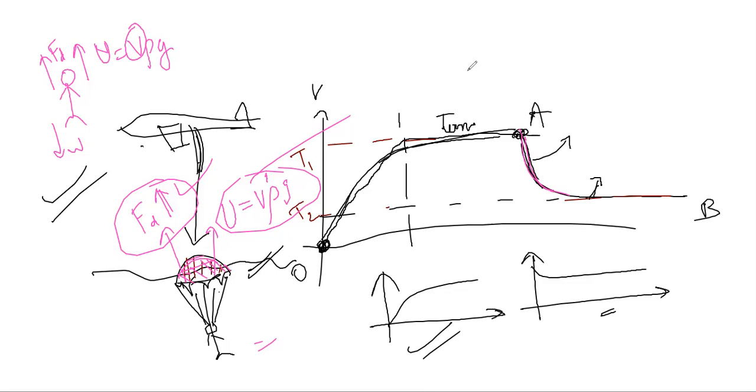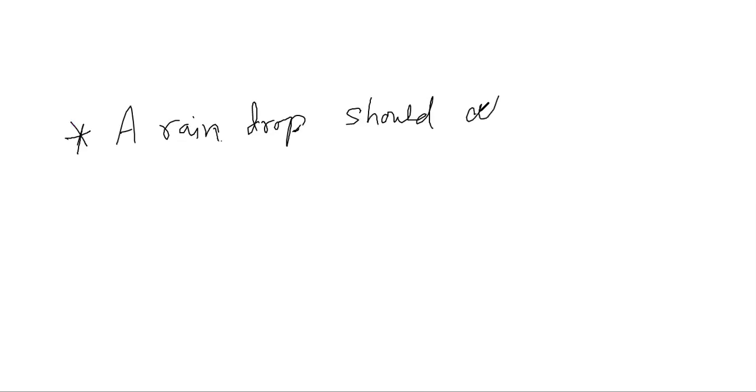See, this drag and terminal velocity concept is very important. There are some practical applications also. A raindrop: there is one question which often comes in exams, that a raindrop should attain a large velocity because it is falling from a very large height, but it doesn't do so. It falls with a very small velocity. What is the reason behind this? The reason is terminal velocity itself.